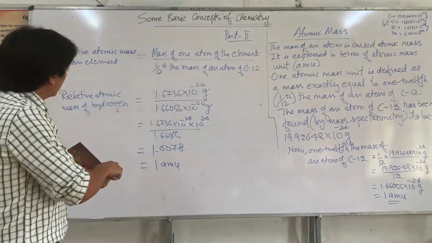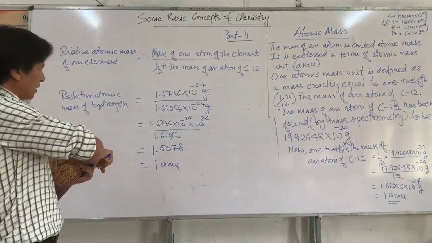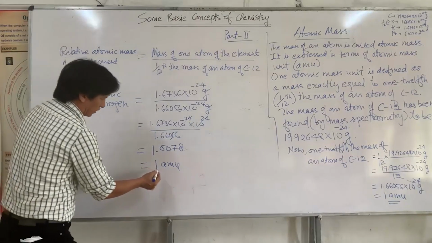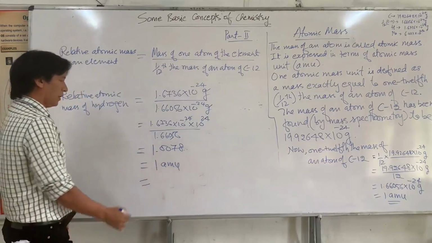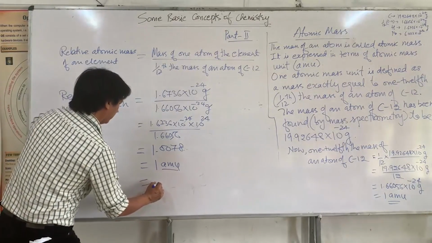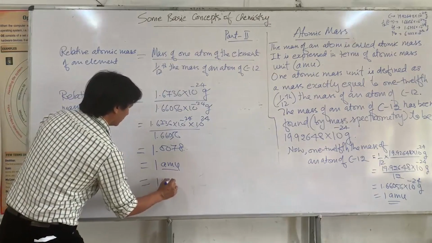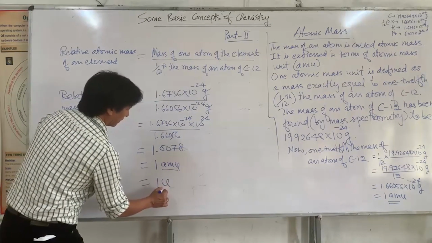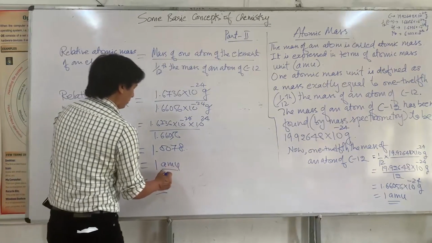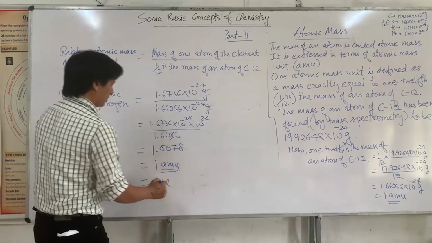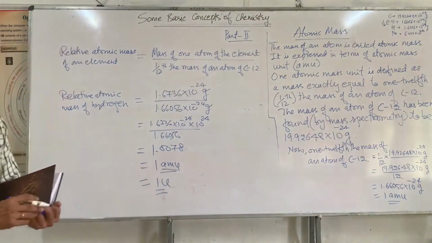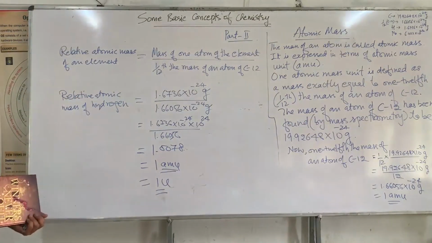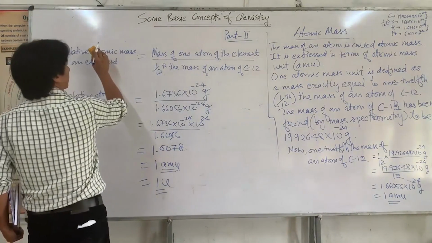Now, before we talk about average atomic mass, I want to make one thing clear: instead of 1 AMU, today we write 1 u, where u stands for unified mass. So instead of AMU, you can write u, which means unified mass. Just keep that in mind. Now the next thing we're going to take up is average atomic mass.